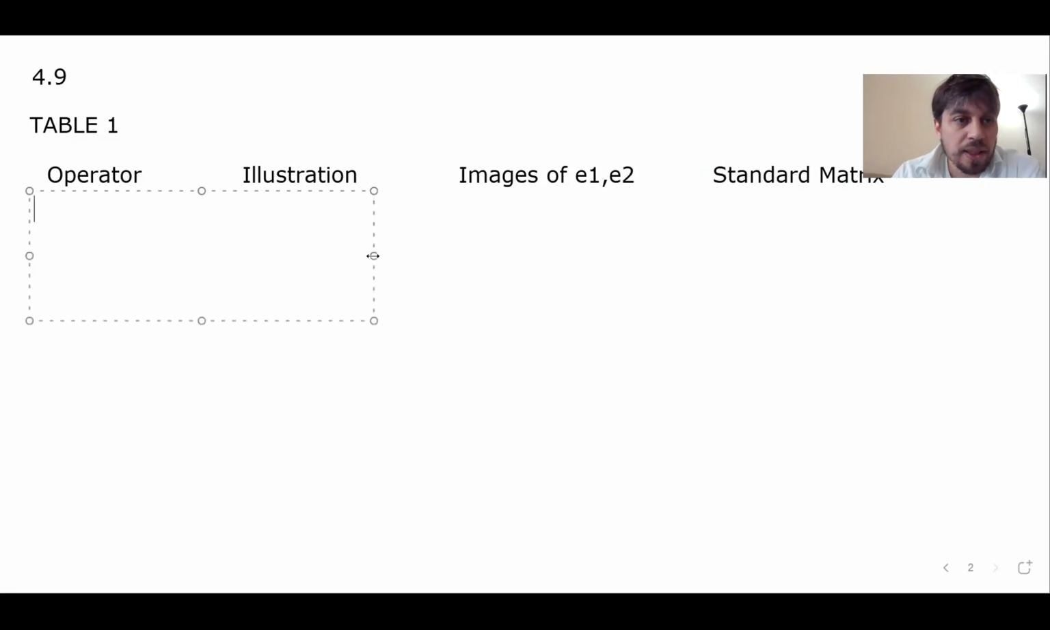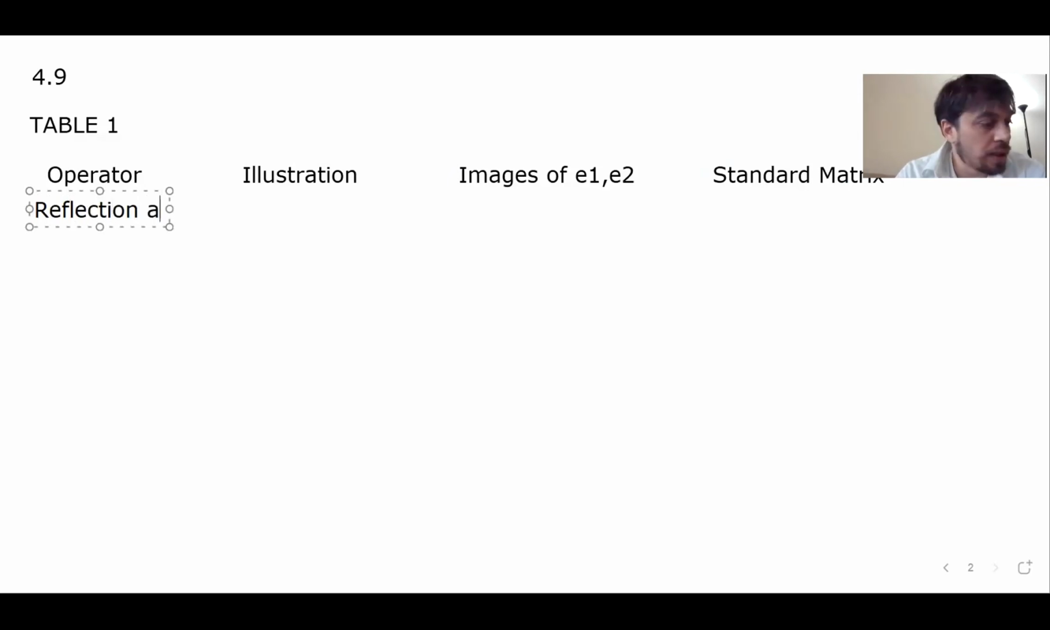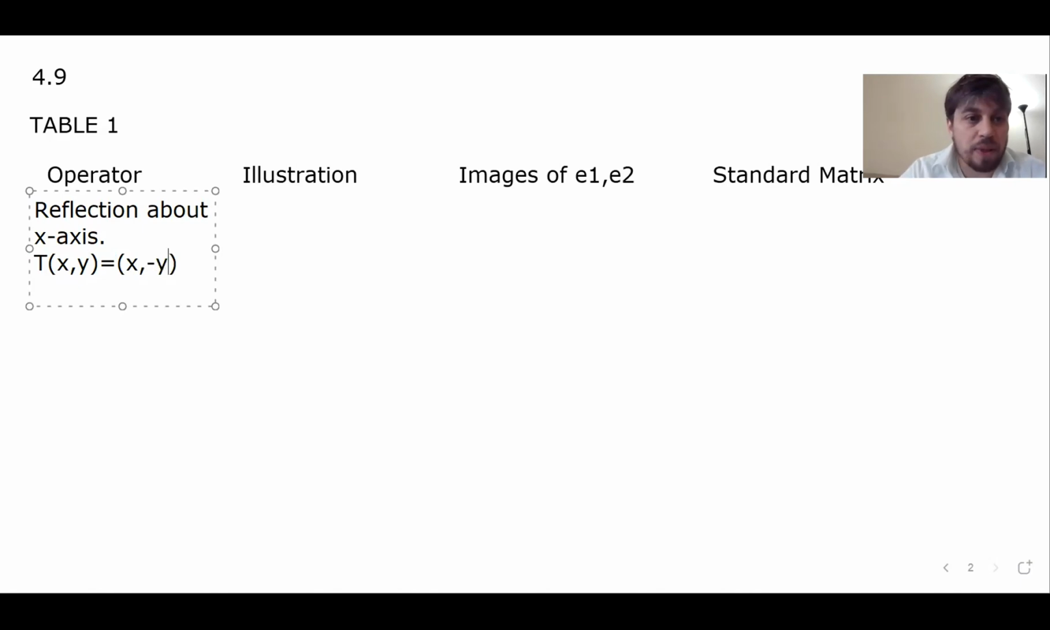Okay, so the first operator is a reflection about the x-axis. So it's given by T of x comma y, which is equal to x comma negative y.